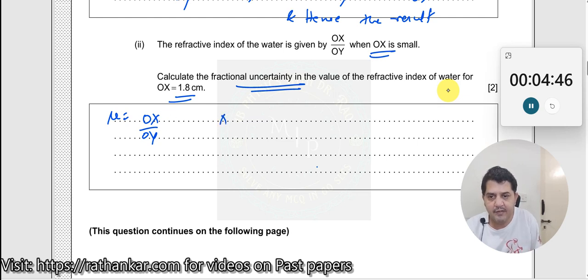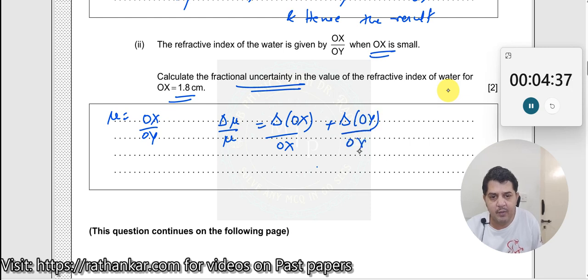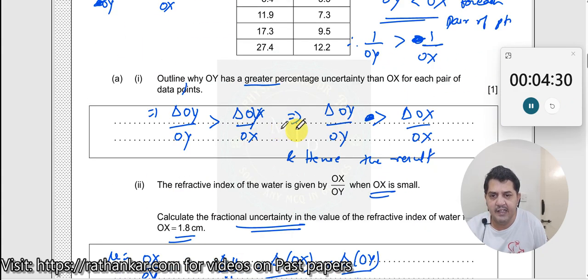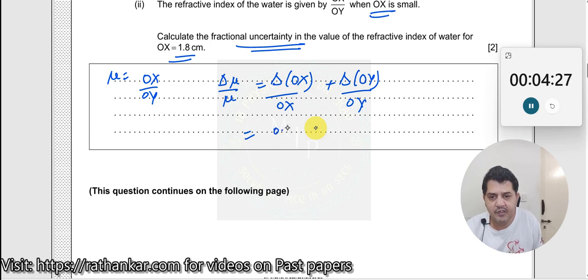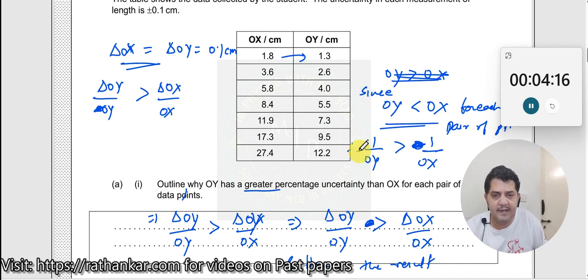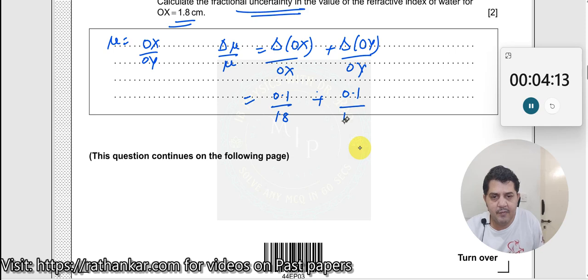So how do you find it? You need delta mu by mu, which should be delta OX divided by OX plus delta OY divided by OY. So you just need the values. What is delta OX? Delta OX is already given to you, right here. So substitute that value: 0.1 divided by OX, which is 1.8, plus 0.1 divided by OY. OY for 1.8 is 1.3. So take it from the data, which should be 1.3.